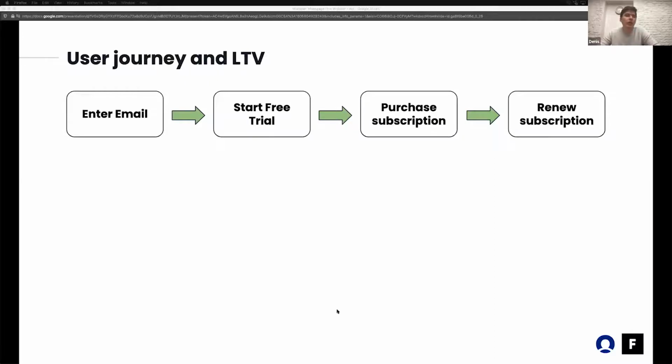So let's explain how it works on the slide. It's a really simple user journey setup: the user comes to the app, they enter their email, they start a free trial, they finish the free trial, purchase a subscription, and they renew a subscription.